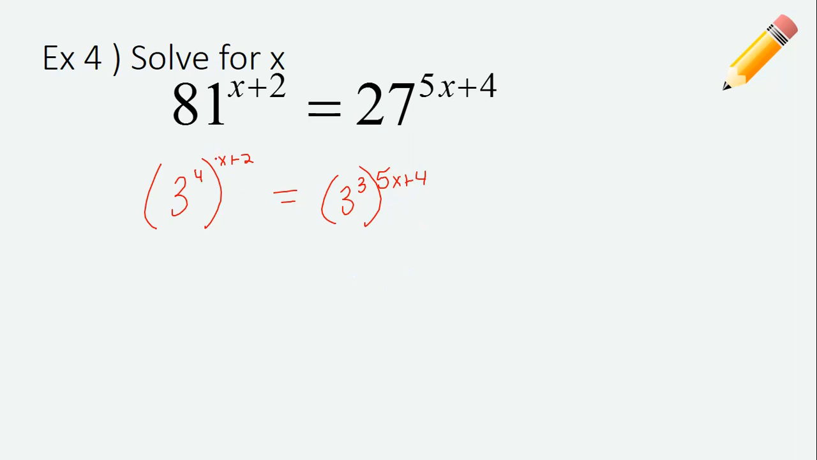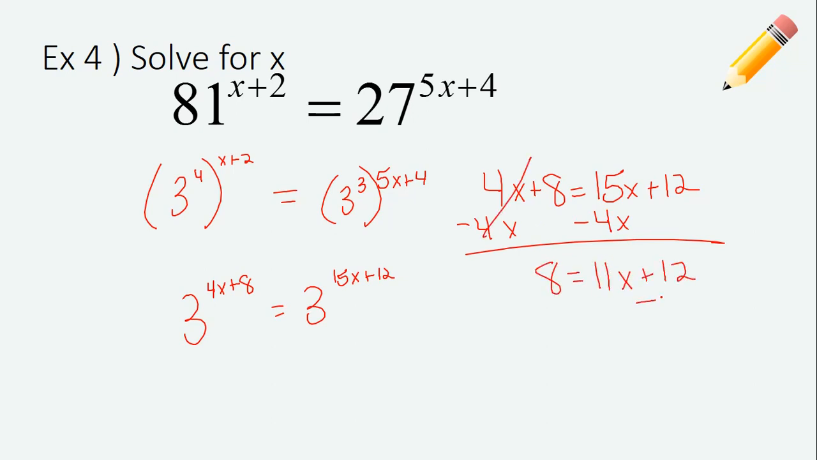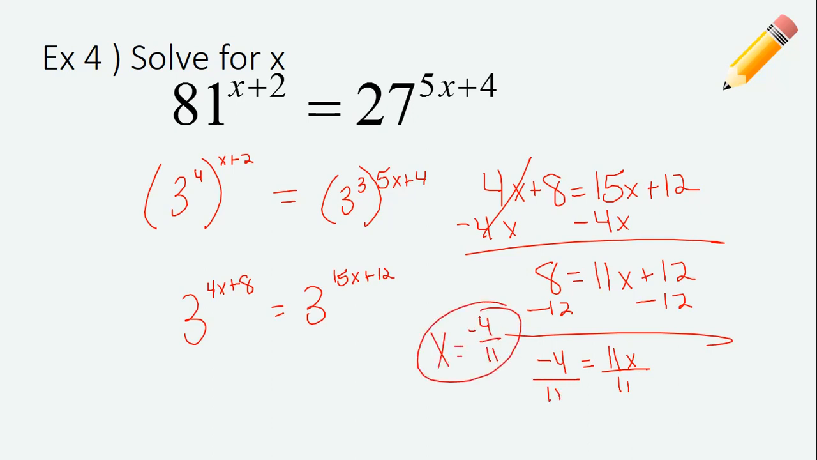There we go. So now what I get to do is multiply my exponents. So this will be 4x plus 8 and 15x plus 12. So now I'm going to set my exponents equal and do some solving. So 15x plus 12 minus 4x, 8 equals 11x plus 12 minus 12. So 8 negative 4 equals 11x divided by 11. So it looks like x will be equal to negative 4 over 11. Definitely not a nice number, but definitely the answer.